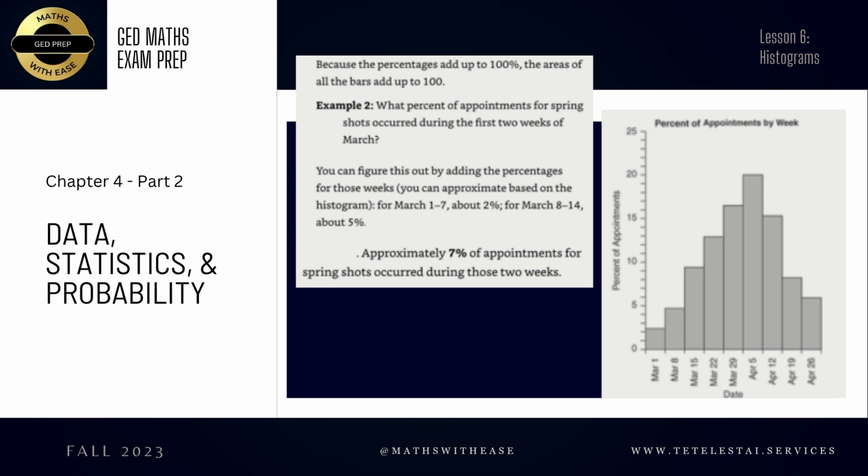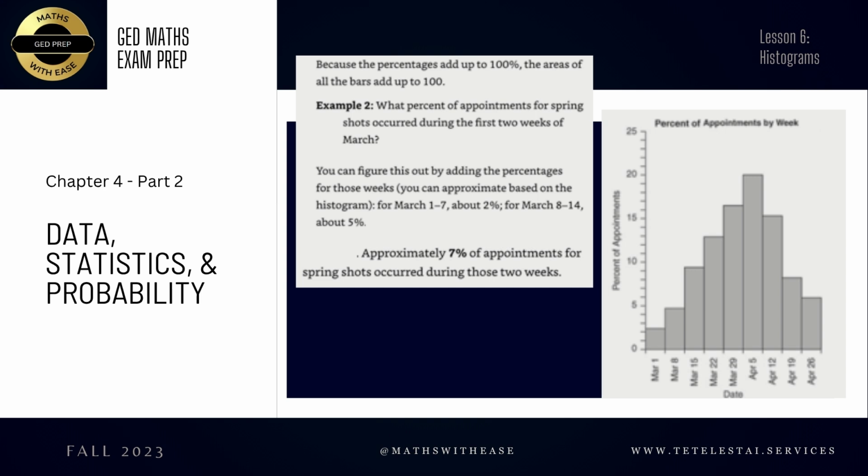Because the percentages add up to 100, the areas of all the bars add up to 100. So essentially, if you were to take all the areas under each bar, meaning the portions shaded in gray, and you added them all together, they would add up to 100.